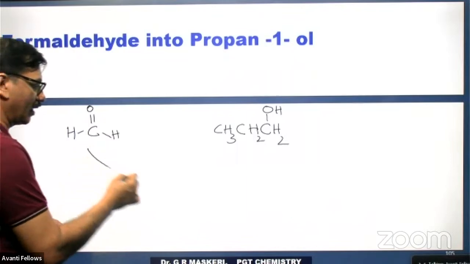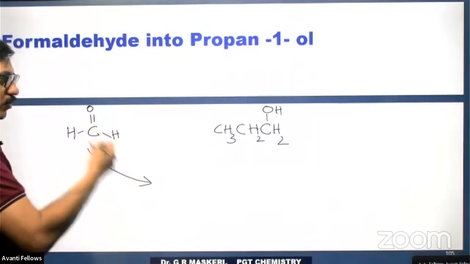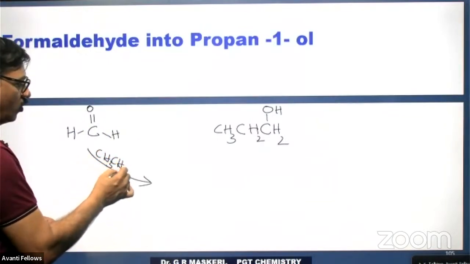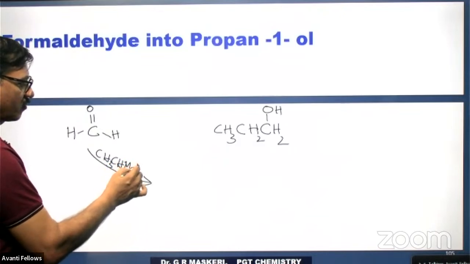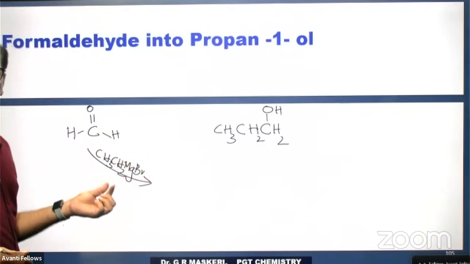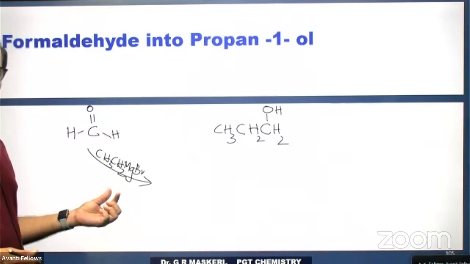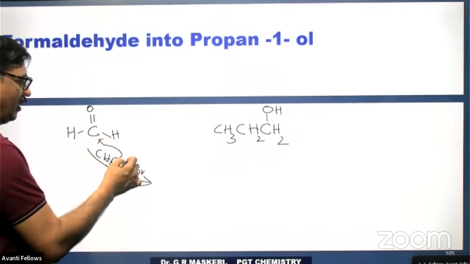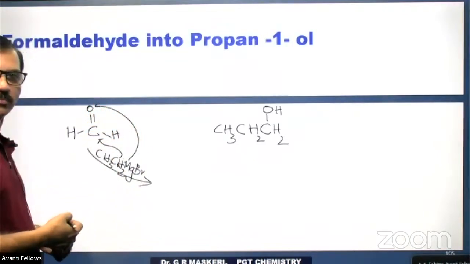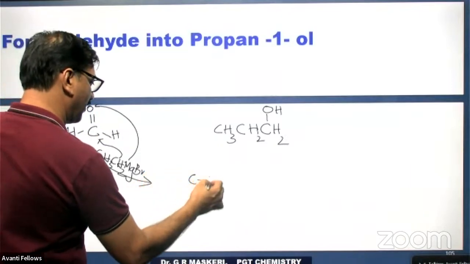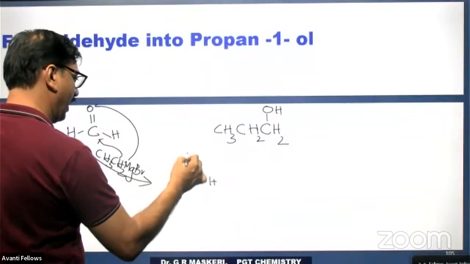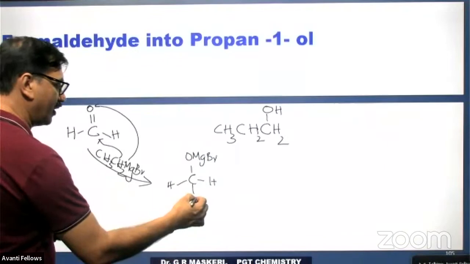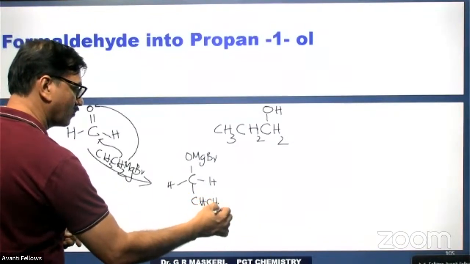So choose the suitable Grignard reagent: CH3CH2MgBr, ethyl magnesium bromide. This we have to use. Whenever you use this, the alkyl group will be attached to carbon and MgBr to the oxygen. So the carbon having two hydrogens will remain as it is, the O will be added by MgBr, and the alkyl group CH2CH3 is attached to carbon.